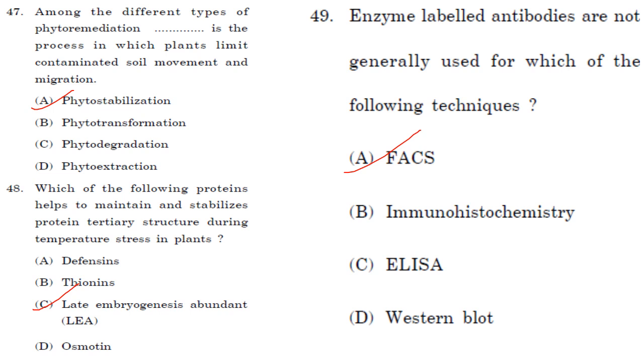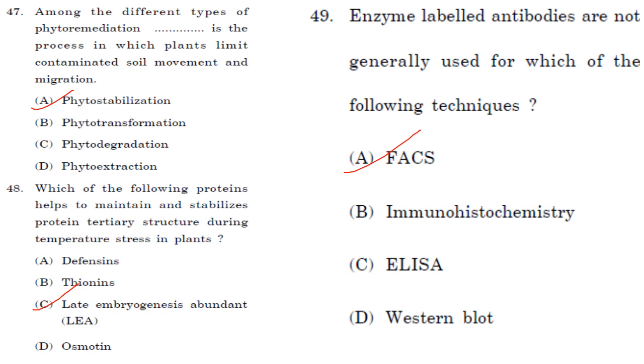What is phytotransformation and phytodegradation? It is the transformation of organic pollutants from soil, sediment or water into a more stable, less hazardous and less mobile form. What is phytoextraction? It is the process by which plants accumulate pollutants in their root, shoot or leaves above the ground. That is phytoextraction. So, the answer is option A, that is phytostabilization, in which plants limit contaminated soil movement and migration.